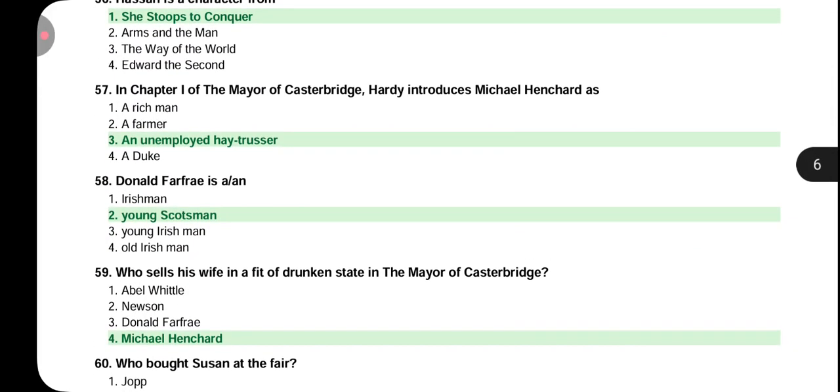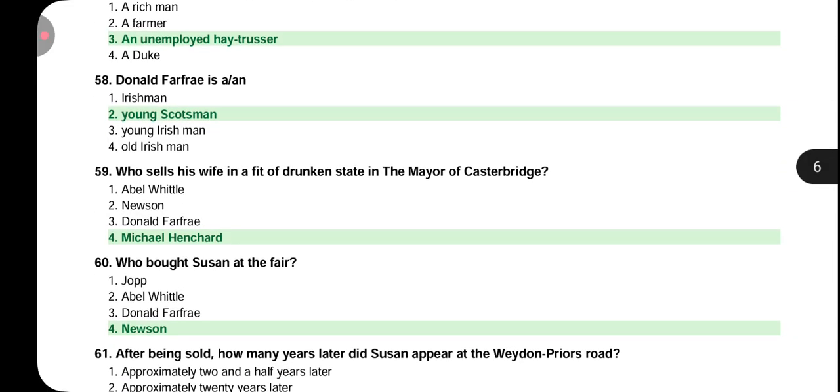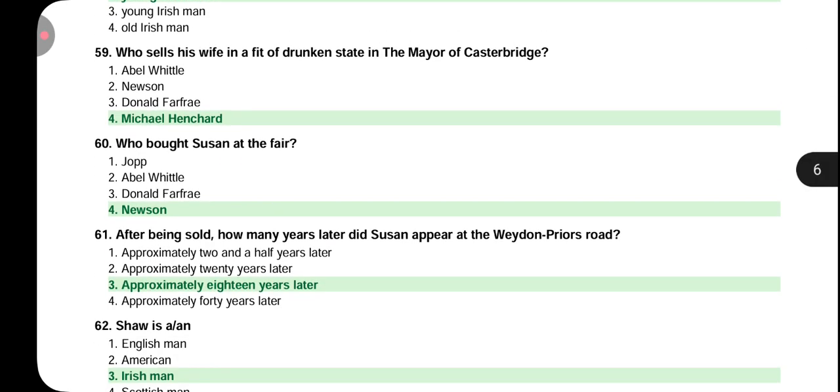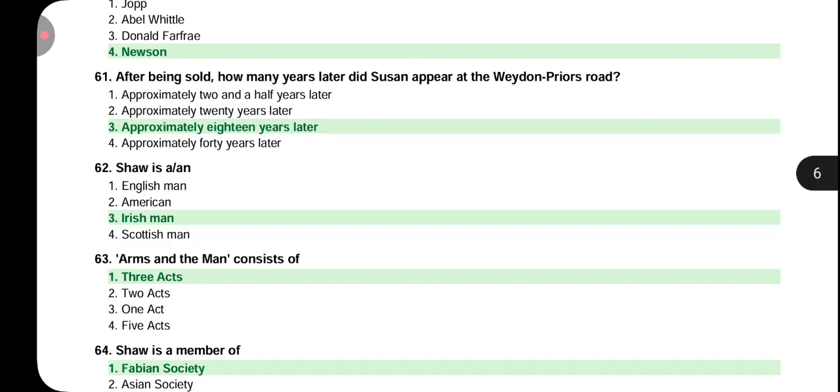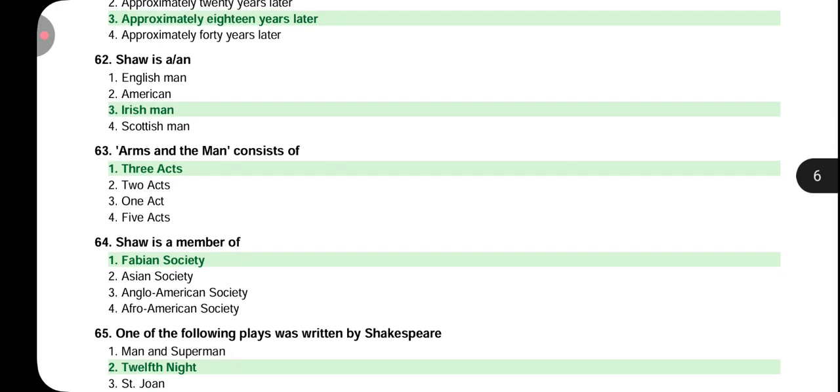And 57th question. In chapter 1 of The Mayor of Casterbridge, Hardy introduces Michael Henchard as an employed hairdresser. 58th. Donald Farfrae is a young Scotsman. 59. Who sells his wife in a fit of drunkenness in The Mayor of Casterbridge? Michael Henchard. 60th. Who bought Susan at the fair? Newson. 61st. After being sold, how many years later did Susan appear at the Weydon Priors Road? Approximately 18 years later.